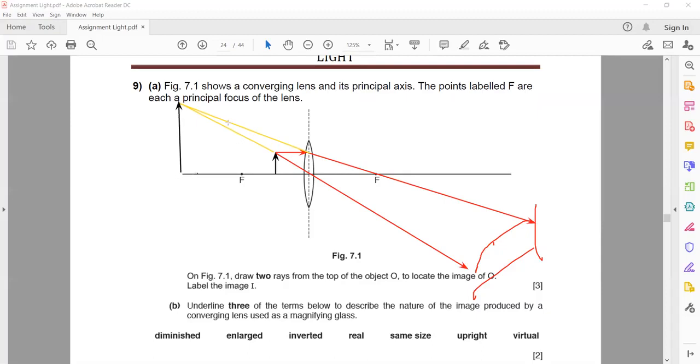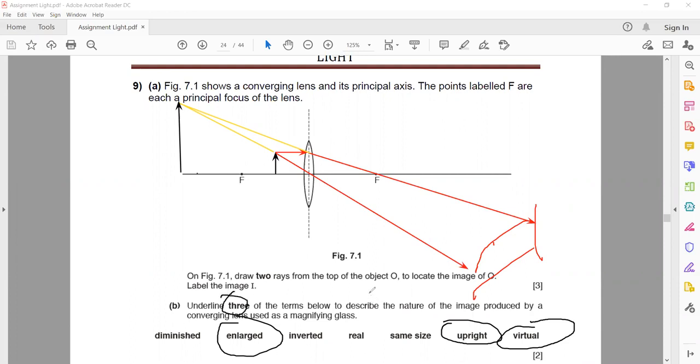So what are the characteristics when we are using a magnifying glass? Number one, it's of 2 marks, so it's virtual. And it is upright as well. Upright means the same as the object. And it is enlarged or magnified. So 3 terms: virtual, upright, and enlarged. Because you have to underline 3 terms.